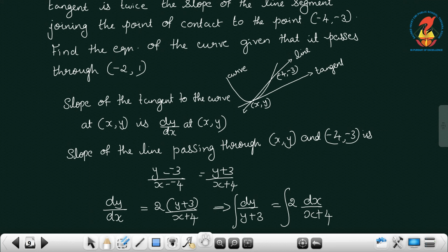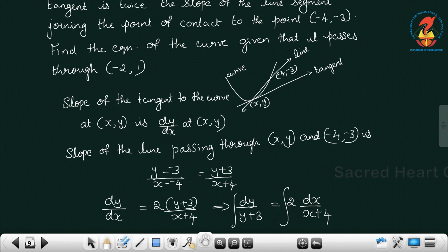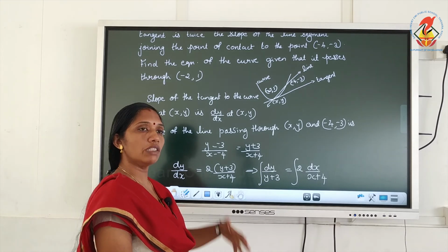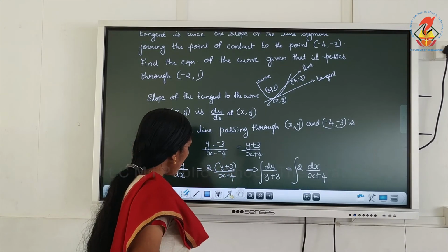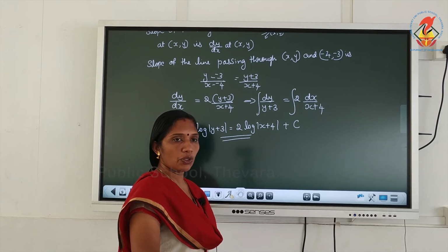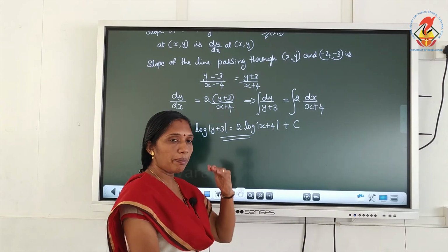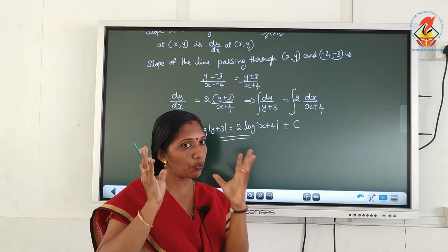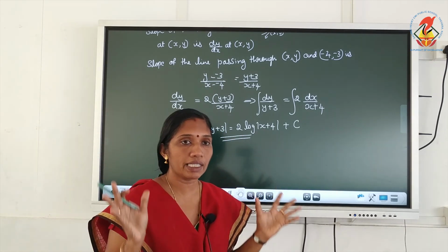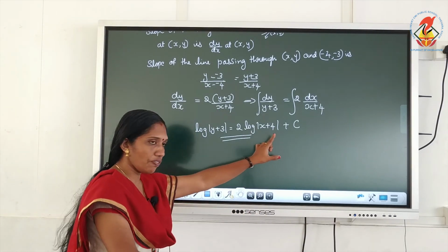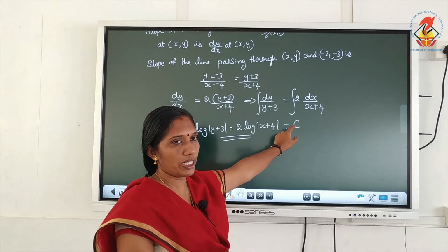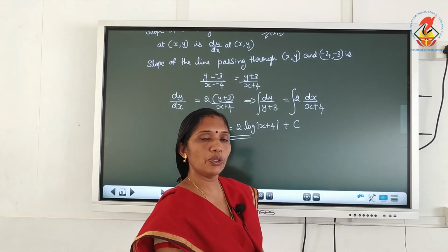So, the curve passes through, the point is on the curve. Let the point be here, -2, 1. This is not the point of contact. The curve passes through that point. So, whatever we get here, this represents the equation of the curve, isn't it? dy by dx means the derivative of the equation of the curve. So, when we integrate, we get the equation of the curve. It's the equation of the curve, but it is the general equation. So, for getting the particular one, you have to give the value.